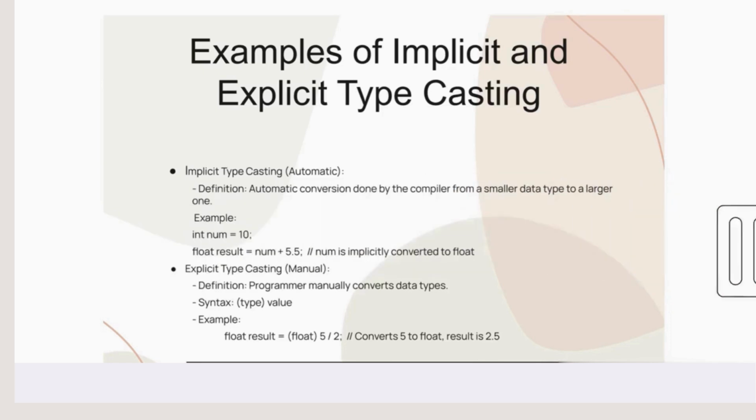And explicit conversion is a manual type of conversion, where the programmer itself says that I want to manually convert this data type to the specified data type which I am asking you to do. So let us take another example. Float result equals 5 by 2. Ideally 5 divided by 2 should result in 2.5, but if I directly say 5 divided by 2, it will result in either 2.0 or only 2.